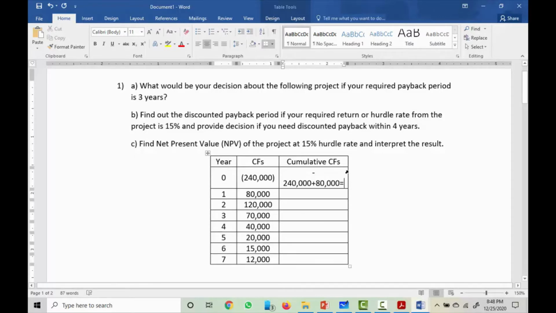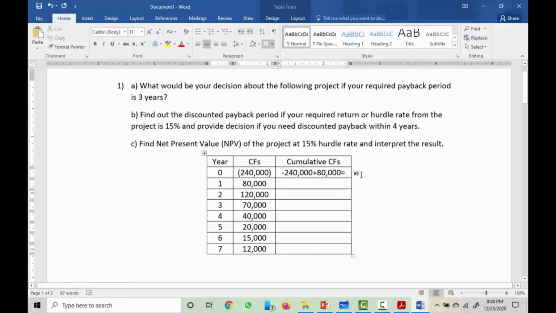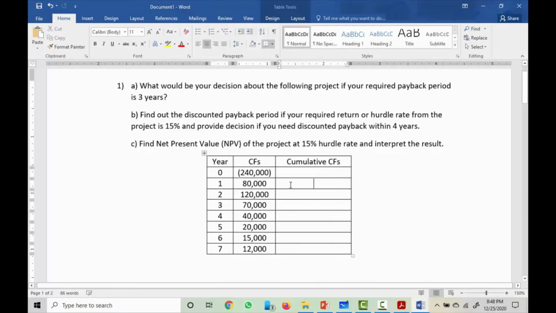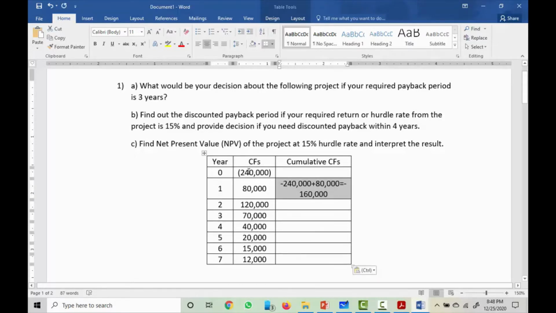If we do it that way, what do we get? Minus 240,000 plus 80,000 gives minus 160,000 taka. Sorry, not here, these will be in period 1. So this is the cumulative cash flow: we have added this one and this one, minus 240,000 plus 80,000, and we get minus 160,000. So after year 1, it is minus 160,000.